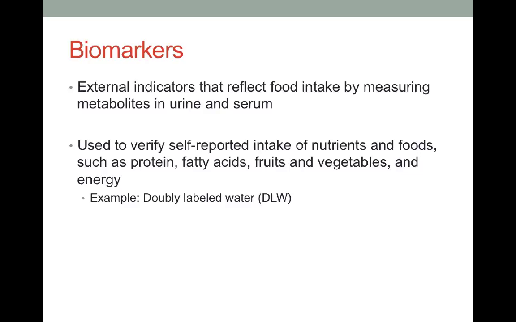Anyway, the metabolites in urine and in blood are indicators of food intake. So usually urine or blood would be collected to corroborate self-reported data. You don't usually use these biomarkers on their own without any kind of self-reported data.